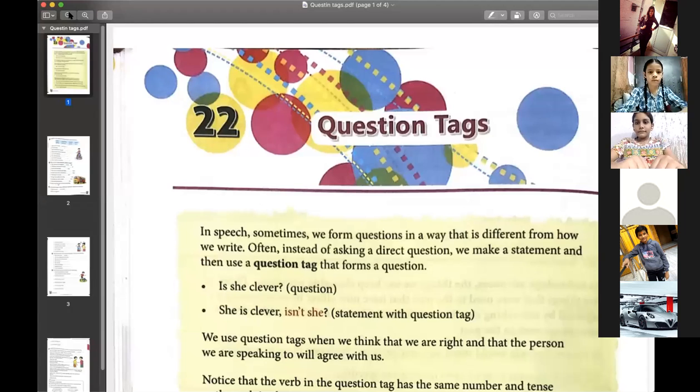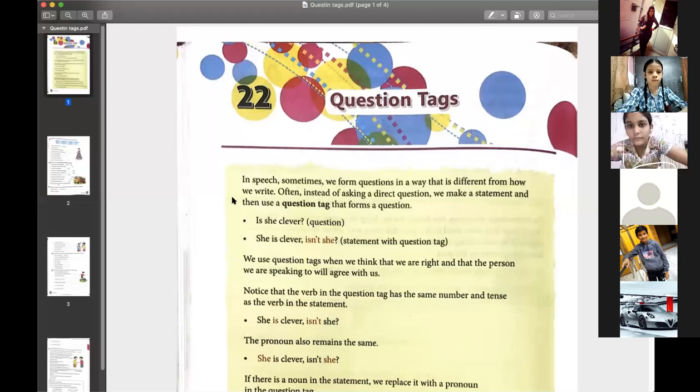I hope you can see my screen. I don't think so. Just wait. Now my screen is visible.